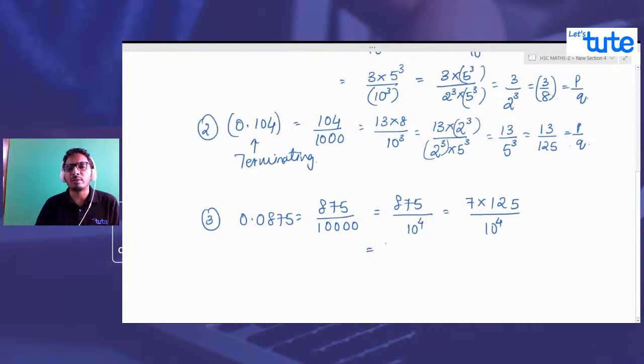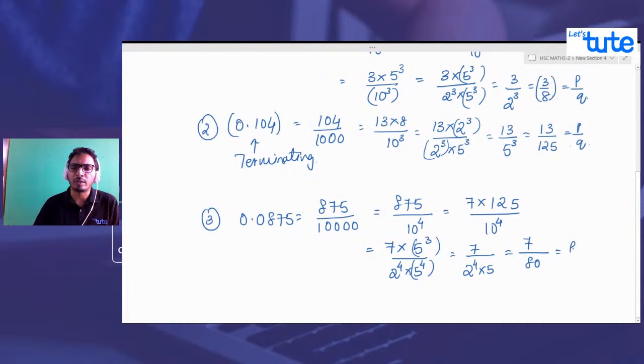So 7 multiplied by 125, which is 5 cubed, upon 10 power 4, can be written as 2 power 4 multiplied by 5 power 4. Now out of this, only one 5 will be remaining: 7 upon 2 power 4 multiplied by 5. This cannot be simplified further, so we can keep it as it is, or we can write it as 16 fives are 80, so we can write it this way, P by Q.